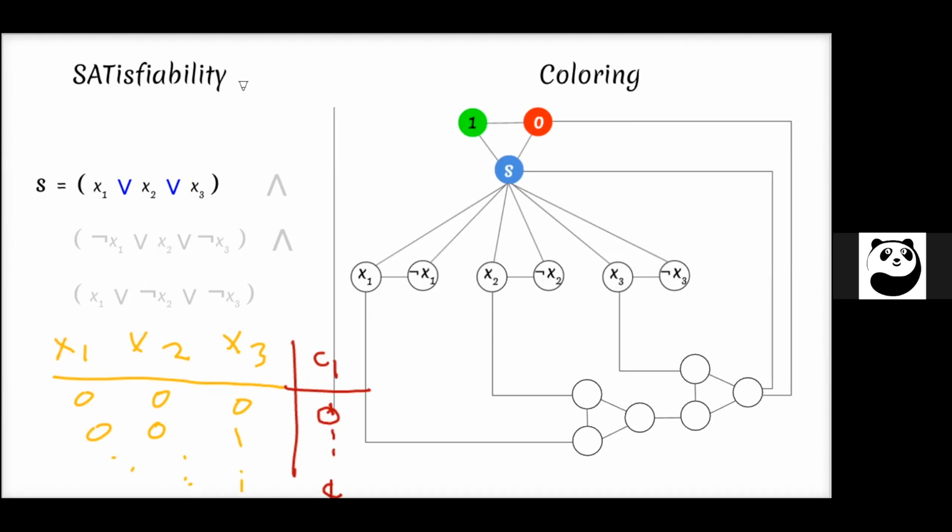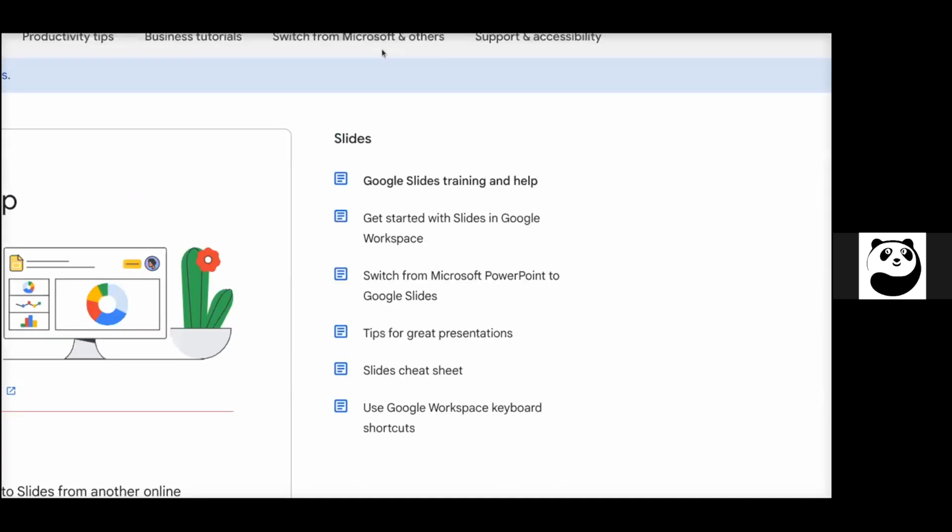Matthew asked, is this a type of reduction? Yeah, all these reductions that we talked about so far, they are Karp reductions. Whoops. What did I do?